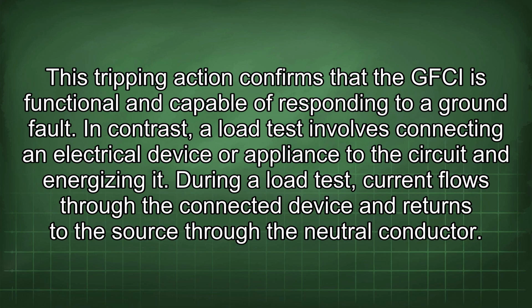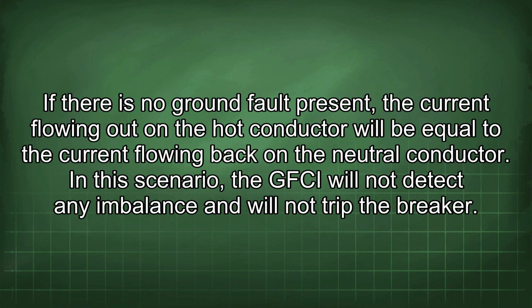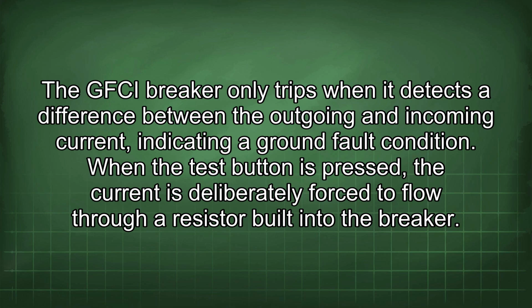In contrast, a load test involves connecting an electrical device or appliance to the circuit and energizing it. During a load test, current flows through the connected device and returns to the source through the neutral conductor. If there is no ground fault present, the current flowing out in the hot conductor will be equal to the current flowing back on the neutral conductor. In this scenario, the GFCI will not detect any imbalance and will not trip the breaker. The GFCI breaker only trips when it detects a difference between the outgoing and incoming current, indicating a ground fault condition.